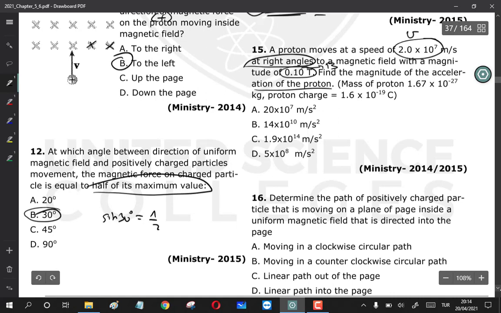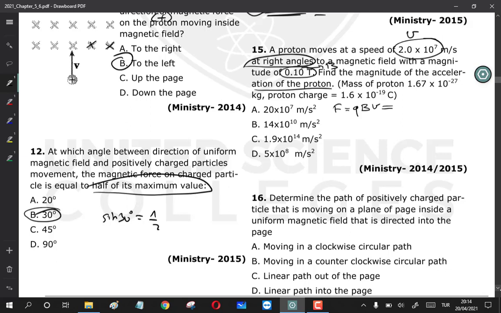Of course, for acceleration, first you should calculate the force. Without force, you cannot calculate acceleration. First, calculate magnetic force. Because of this magnetic force, this particle will accelerate. Q times V times B. Multiply them all for calculating magnetic force.